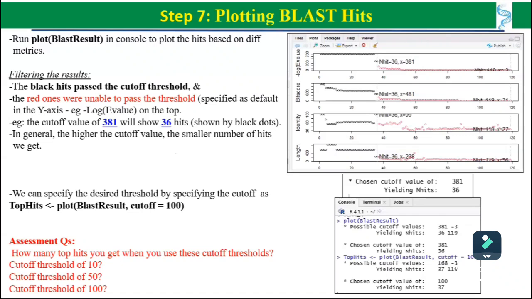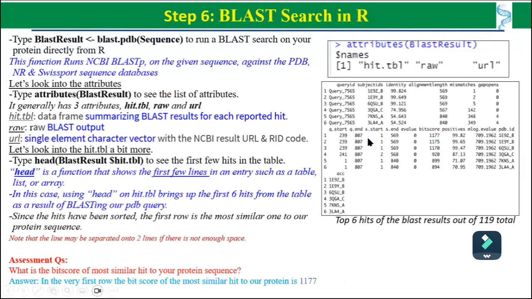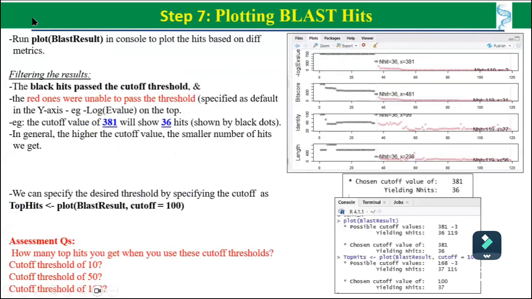Next, I want to do one more thing. I know that RStudio has done the blast search on my protein of interest and has shown me 6 proteins which are similar. I want to dig down into this result further, and for this I will write plot blast result in the console, so that when I write this command line, something like this will show up. This shows graphs for each of the parameters that the blast search has found while comparing the 6 proteins.